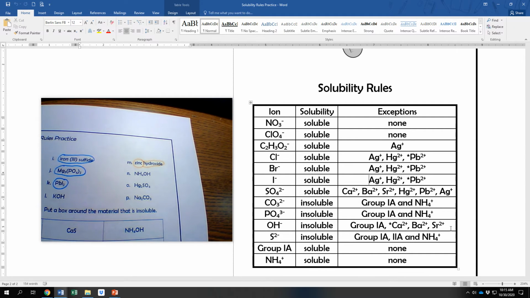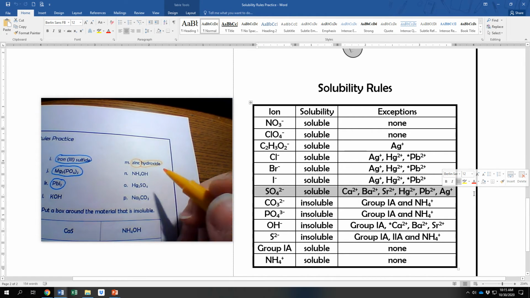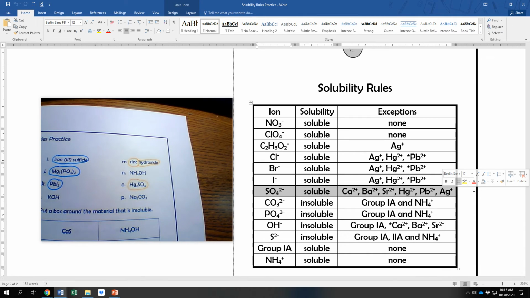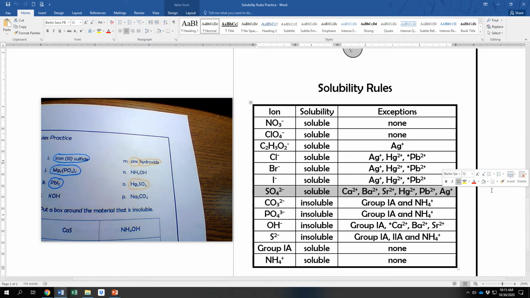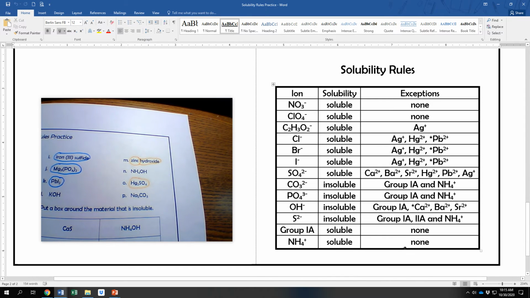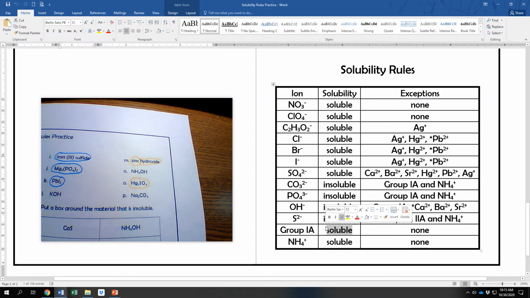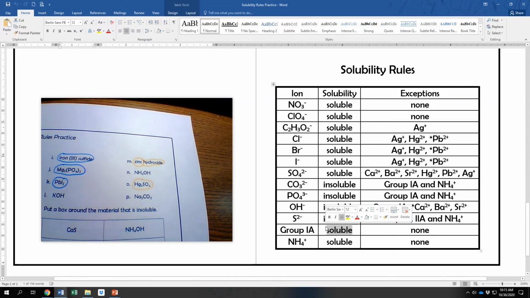O, Hg2SO4. So SO4 here says soluble except for mercury. So this would stay a solid. And then the last one, Na2CO3. Well, anything bonded to group 1 will dissolve, and it doesn't matter what it is. So that will stay dissolved.